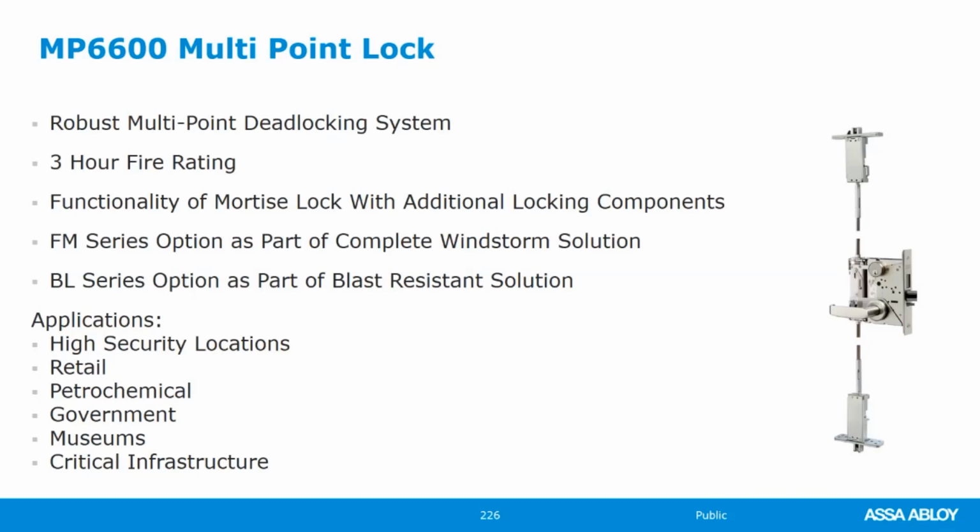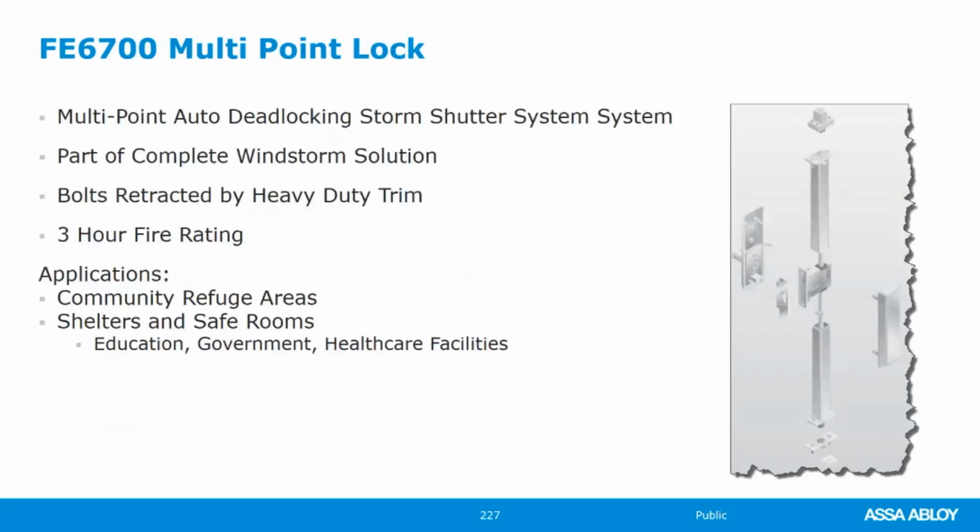Our BL series option is for our blast resistant solution. Again, we make blast resistant doors, and using this device with it would be part of that solution. The FM and the BL have to be used with our solutions for windstorm or for blast. You can buy that MP6600 and put it on any hollow metal door for security, but it would not be a blast or a windstorm type product.